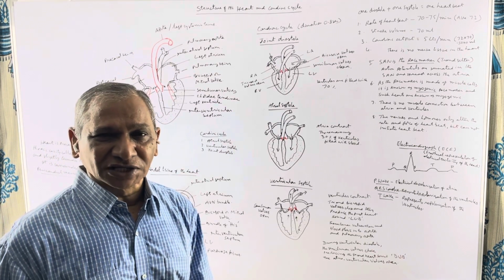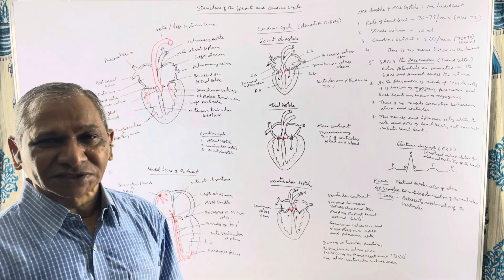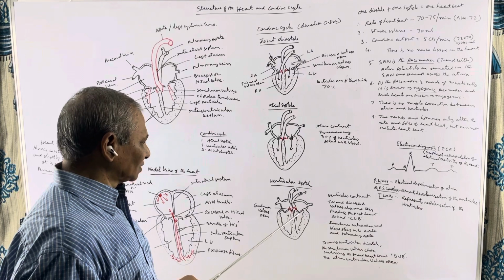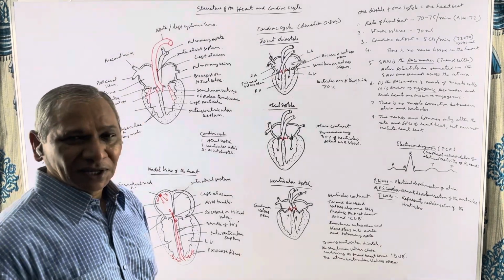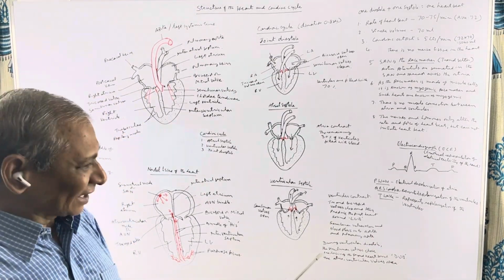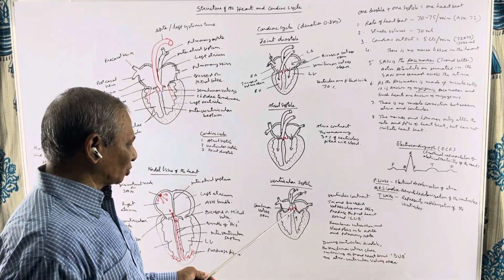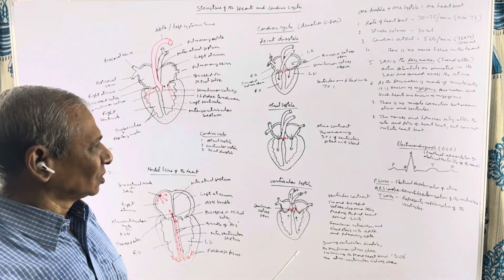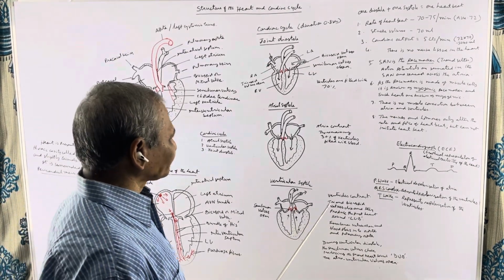The first sound is lub, the second one is dub. Lub is produced by the closure of the tricuspid and bicuspid valves, and the second heart sound, dub, is produced by the closure of semilunar valves. That you have to remember very carefully.